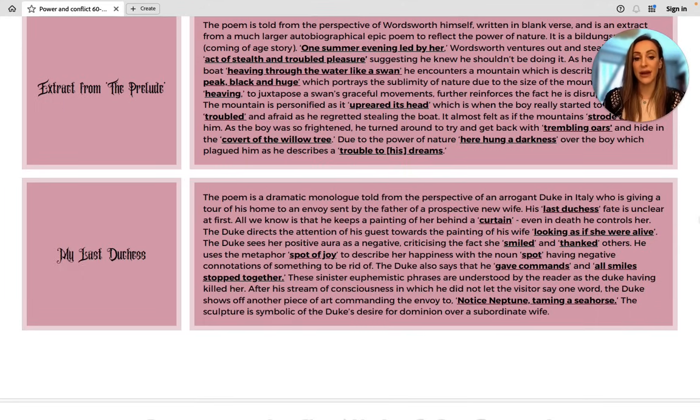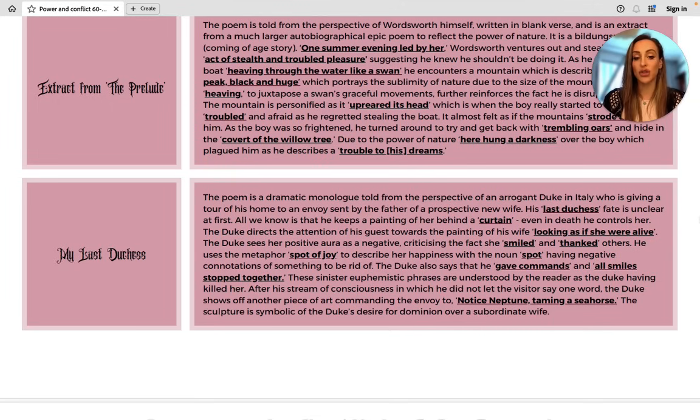The Duke directs the attention of his guests towards the painting of his wife, looking as if she were alive. The Duke sees her positive aura as negative, criticising the fact that she smiled and thanked others. He uses the metaphor spot of joy to describe her happiness, with the noun spot having negative connotations of something to be rid of. The Duke also says that he gave commands and all smiles stopped together. These sinister euphemistic phrases are understood by the reader as the Duke having killed her. A euphemistic phrase is a phrase that talks about something indirectly. So he doesn't actually say openly that he killed her, but he says all smiles stopped together.